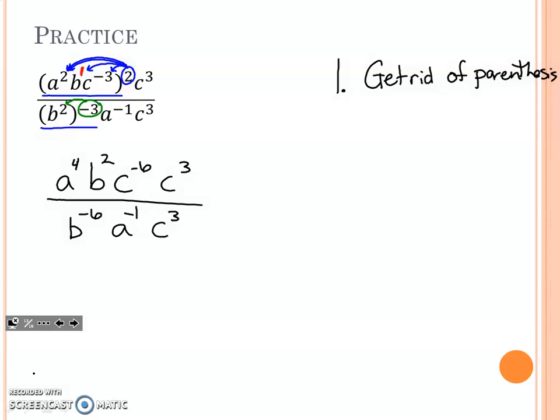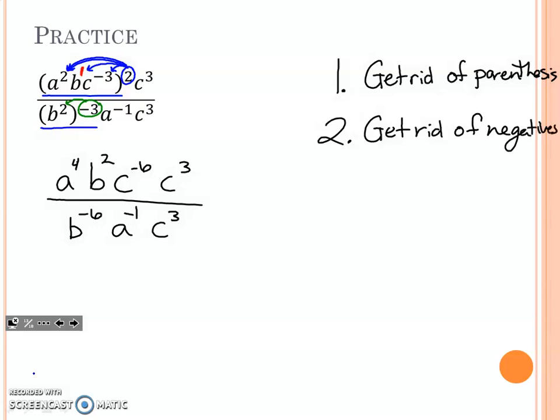Okay, so that is our step 1. Step 1 was to get rid of the parentheses. Step 2. And again, this might not be what you want to do, but I'm telling you, if you follow the same steps every time, you're going to be able to keep track of your stuff. Step 2 is get rid of negatives.